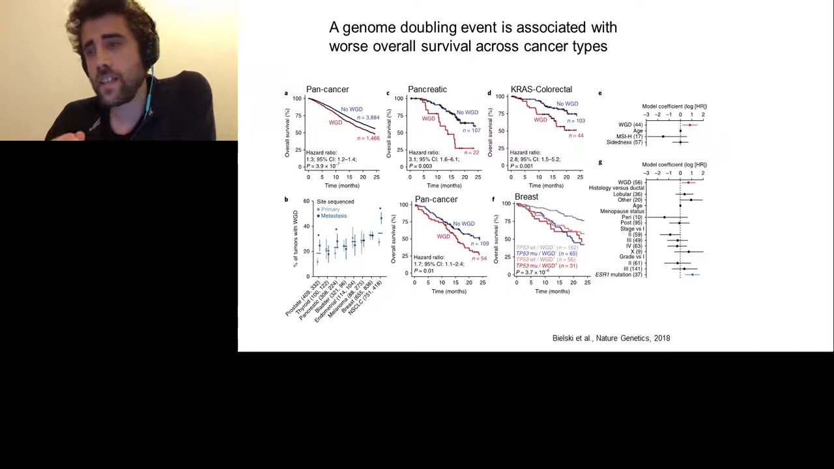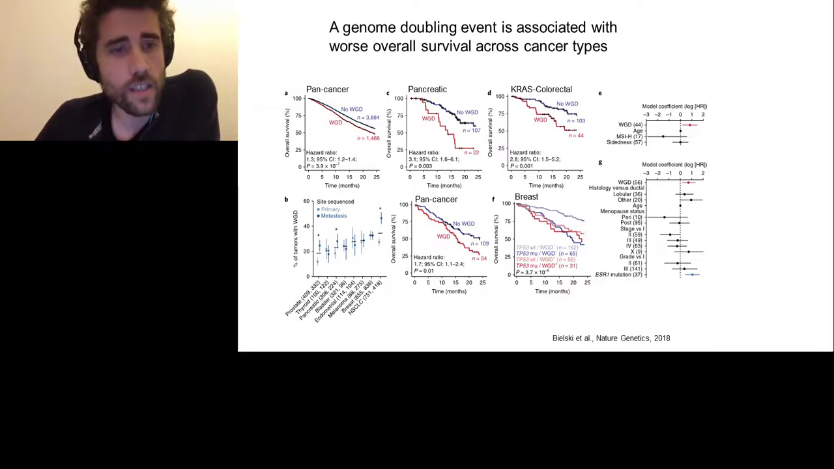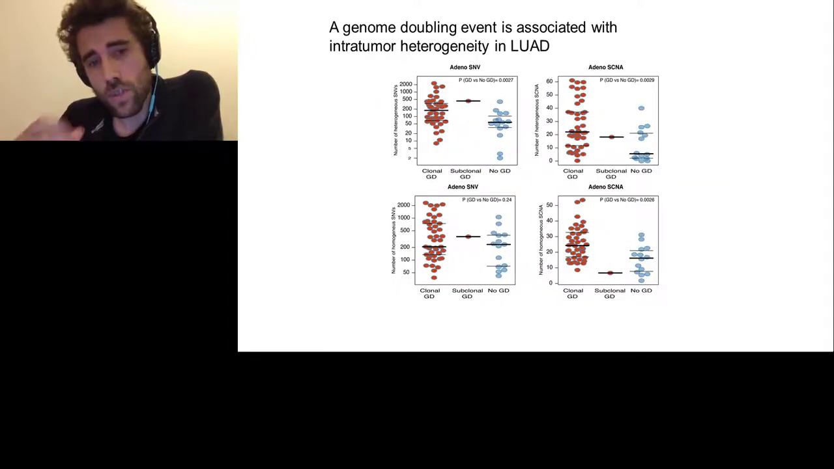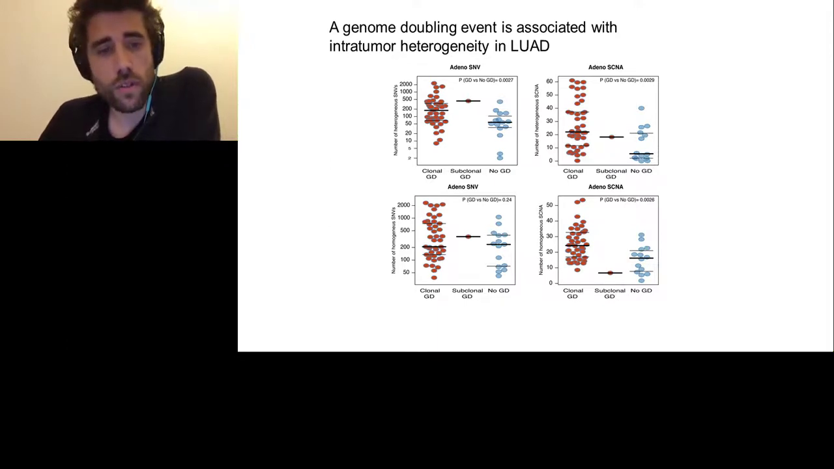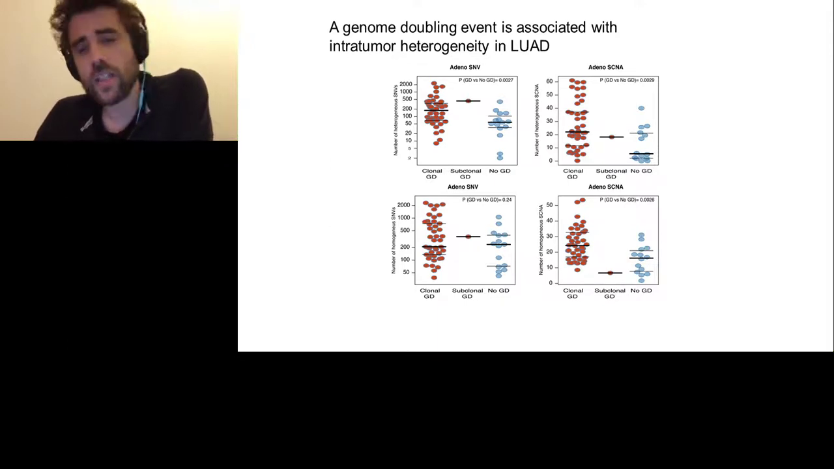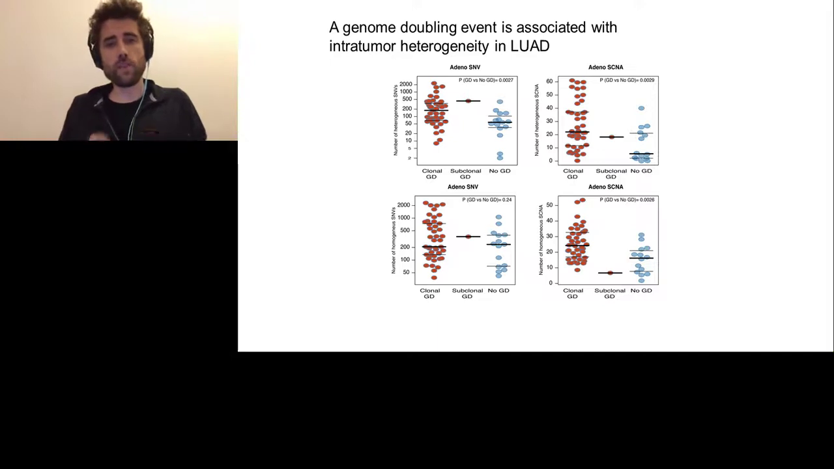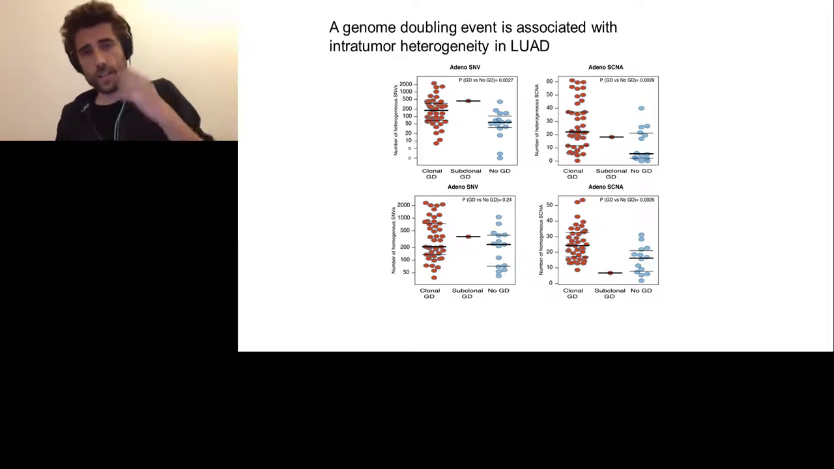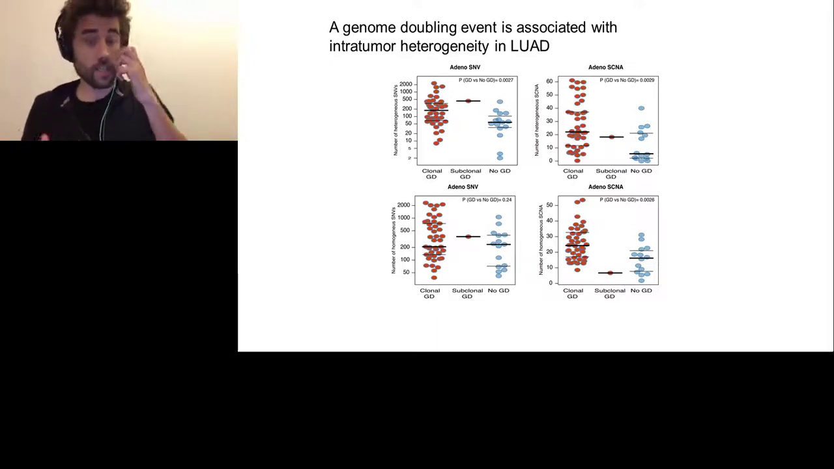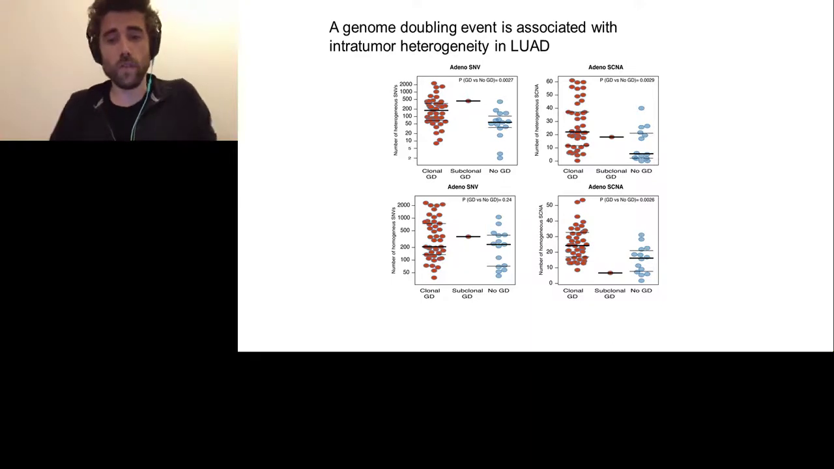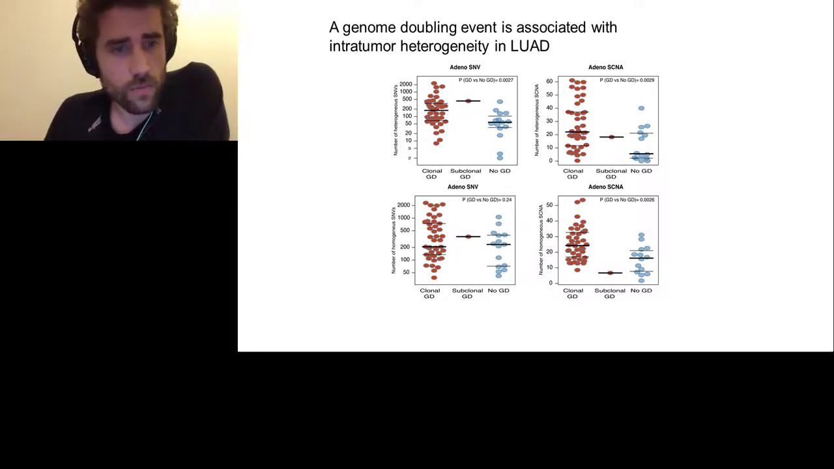And when we go back to the TRACERx data and the lung data, this also fits with that. When we see a genome doubling event here, particularly in lung adenocarcinoma, we see an increase in heterogeneity, both at the mutational level and critically also at the copy number level. So we think this genome doubling event is perhaps a critical event that permits accelerated cancer genome evolution. And we do see this frequently and often as a clonal event in lung cancer evolution.